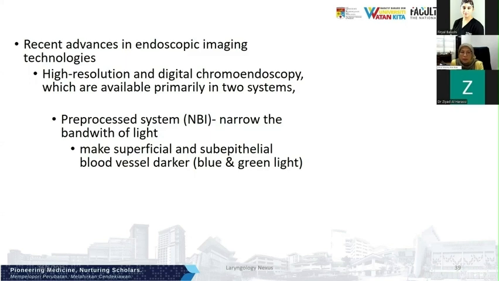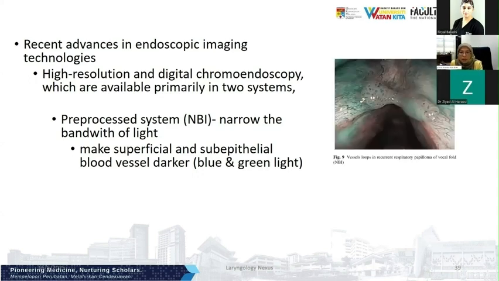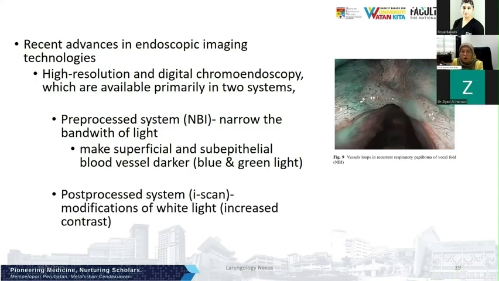So NBI is a pre-processed system in which before the image is taken, the system already alters the bandwidth of the light, the bandwidth of the white light. So when they alter the bandwidth of the light, it makes the vessel absorb the light. It makes the superficial and subepithelial blood vessel appear darker or in a blue or green light, like so. Yeah, so you can see the vessels over there, which absorb the light that has been altered.